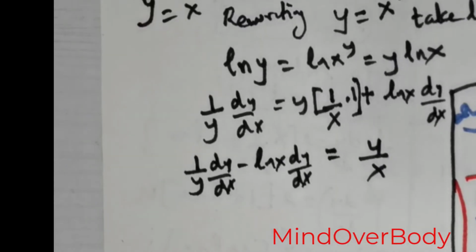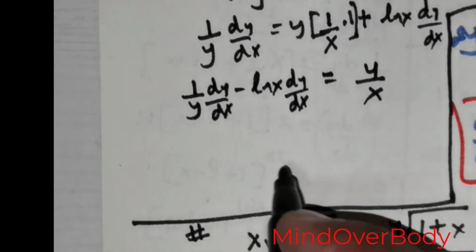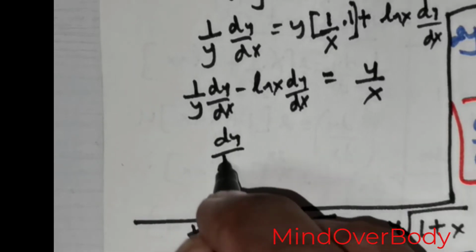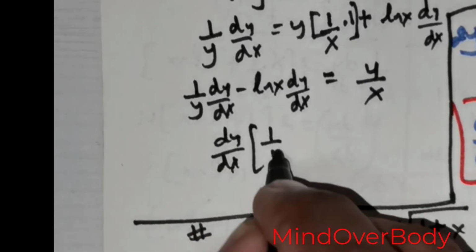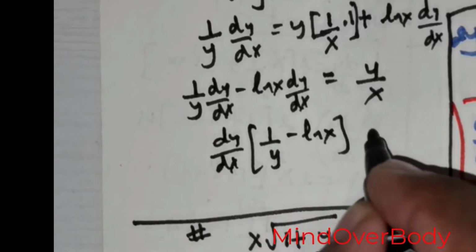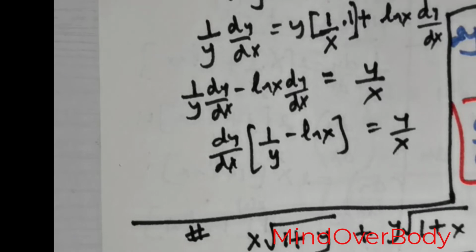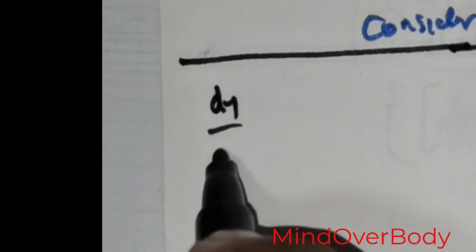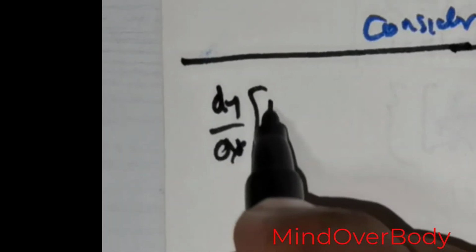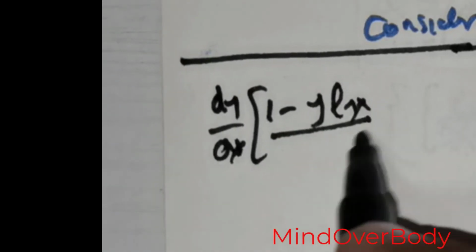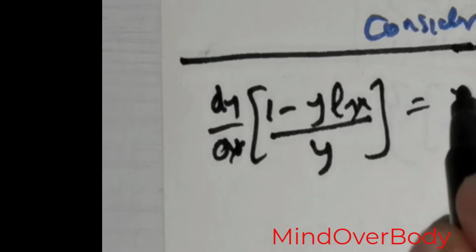Now I need to get dy over dx. So what I would do is extract dy over dx out. That will give me dy over dx times (1 over y negative ln x) is equal to y over x. So I've got a beautiful term here. I can take the LCM. So I can rewrite this as dy over dx times (1 negative y ln x) divided by y is equal to y over x.